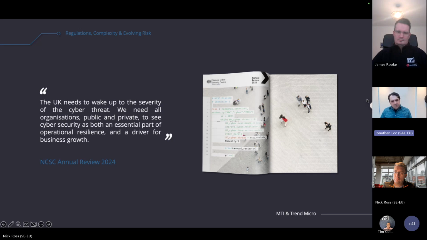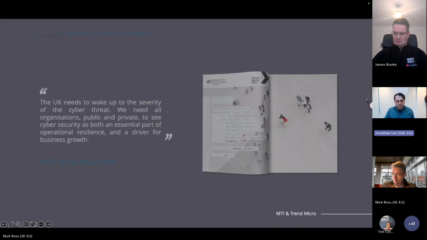And this has been identified in the National Cybersecurity Centre's annual review that was published at the back end of last year. Really, the takeaway comment for me was this need to wake up as a country, as a nation. They talk about the UK needing to wake up to the severity of that cyber threat. And all public sector organisations and private as well need to see cybersecurity as both an essential part of resilience, and we'll come back to that word resilience in a minute, and a driver for business growth. But I'd add to that business growth, productivity of public services and making money go further. And again, that's something that we'll come to.